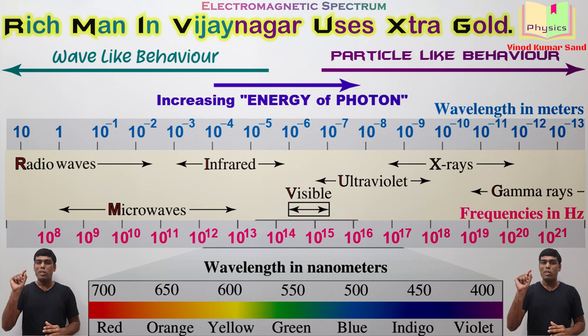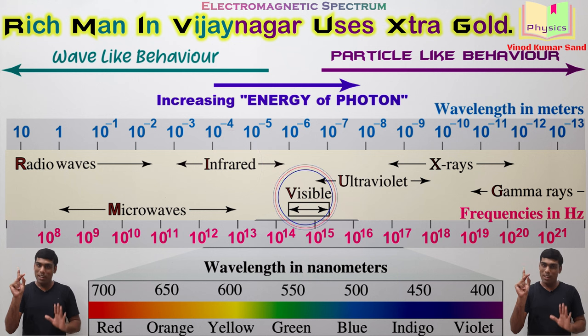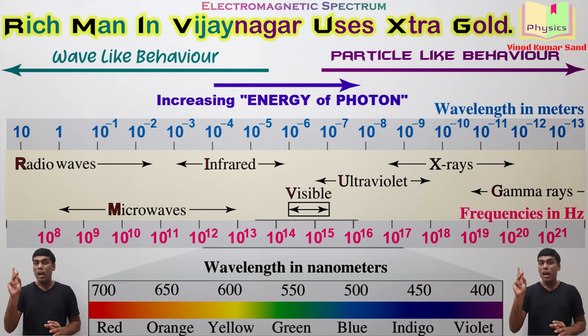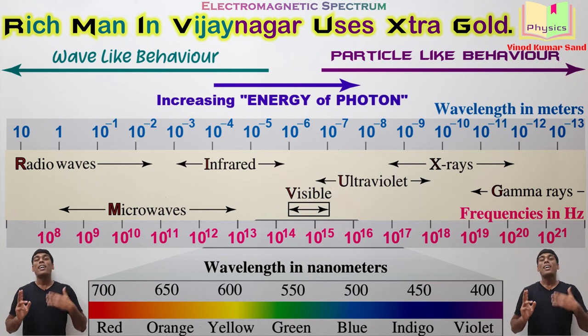Rich, R stands for radio waves. M, man, stands for the microwaves. I, in, stands for the infrared. V stands for the visible. U stands for the ultraviolet. X stands for the X-rays. And G stands for the gamma rays.